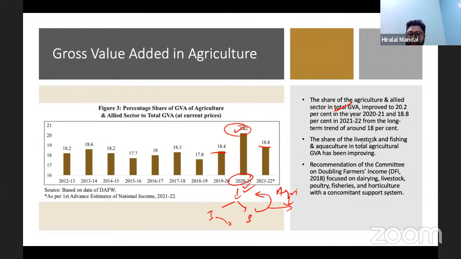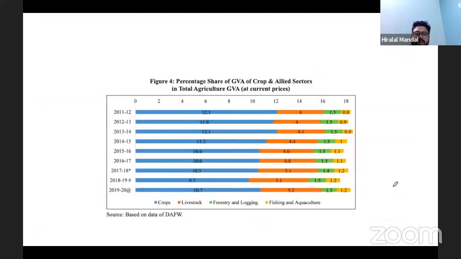This was largely because of livestock, fishing, and aquaculture's performance. In fact, some of the sectors such as dairying, livestock, poultry, fisheries, and horticulture have done reasonably well in the market. And if you look at this one, you can see the crop sector's contribution going down over the years, from 12% to 10.7%. What does it reflect? It reflects that diversity is increasing in the agriculture sector.